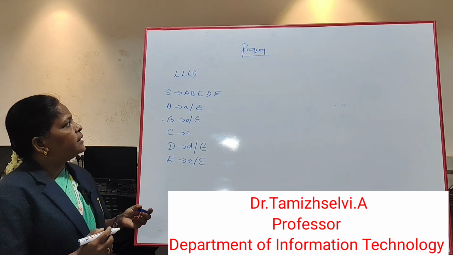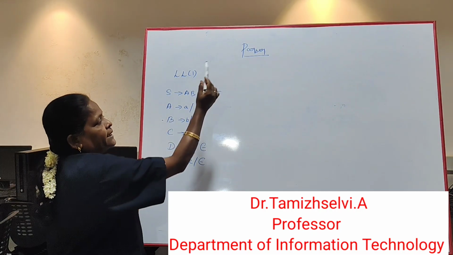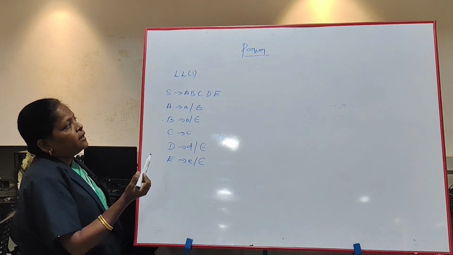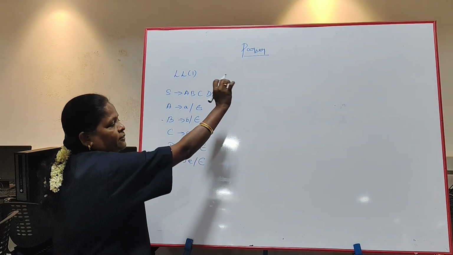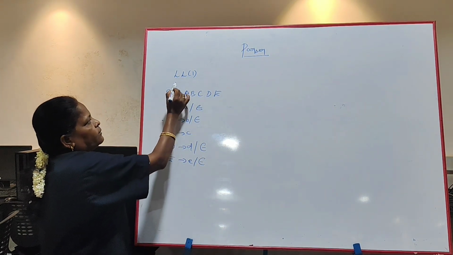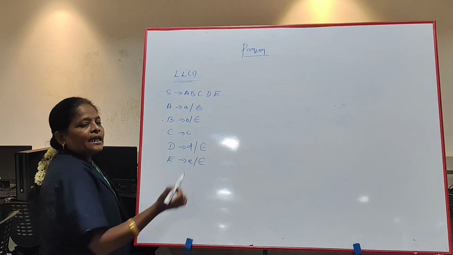Good morning all. Now I am going to discuss about parsers here. There are two types of parser. One is the top-down parser, and another is the bottom-up parser. One example of a top-down parser is LL1.